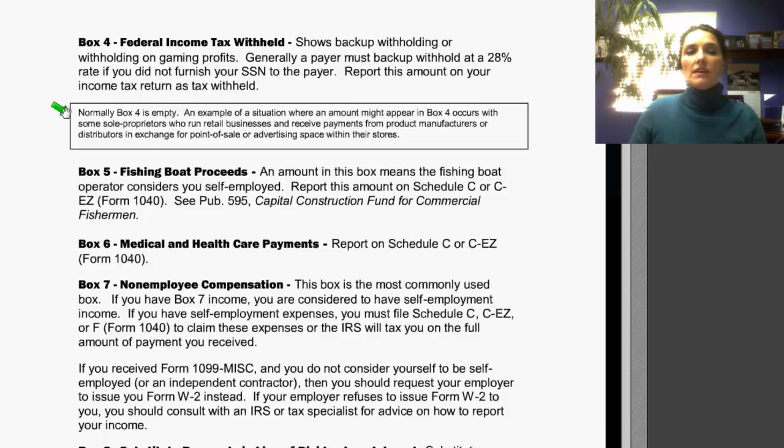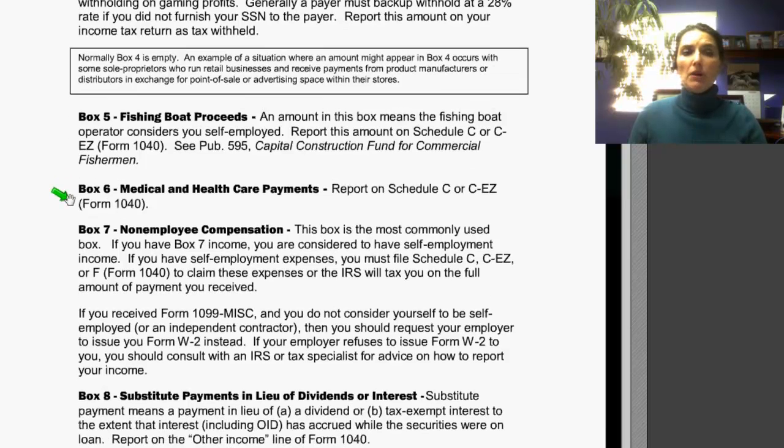So this reference here, normally Box 4 is empty. I think we're about to see a change in things. Box 5, fishing boat proceeds. An amount in this box means that the fishing boat operator considers you to be self-employed. Report this amount on Schedule C or CEZ, and you should refer to Publication 595 for Capital Construction Fund for Commercial Fishermen information.